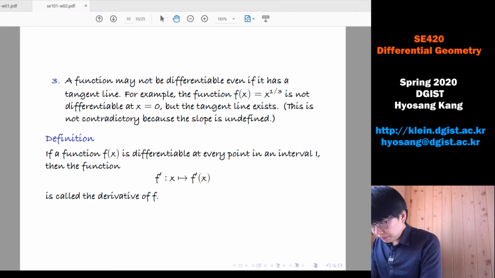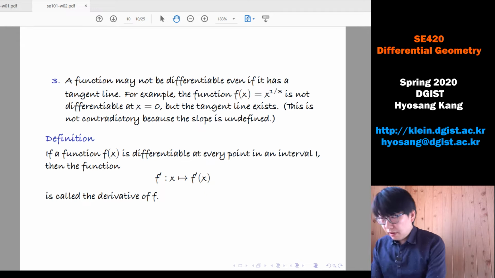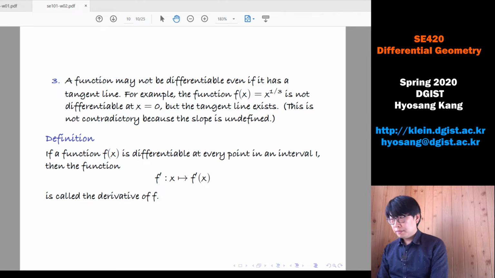Okay, let's move on. So we have a function that may not be differentiable. This is a small remark.